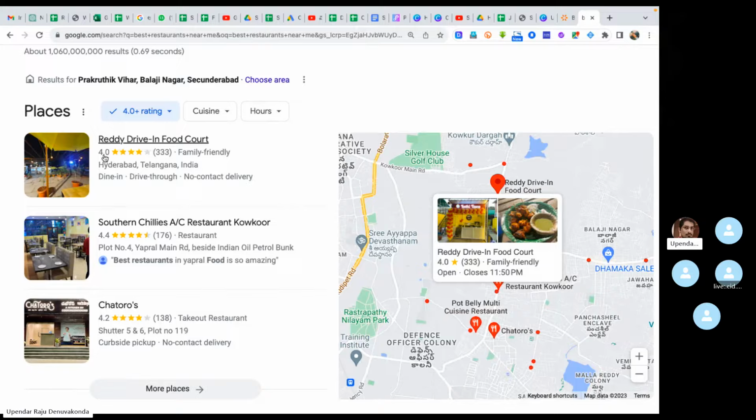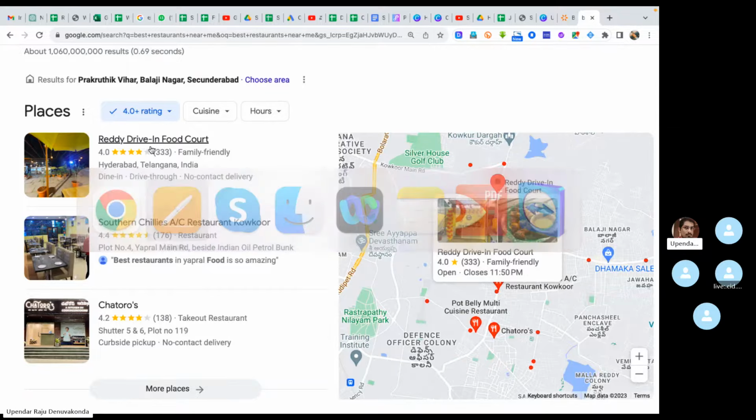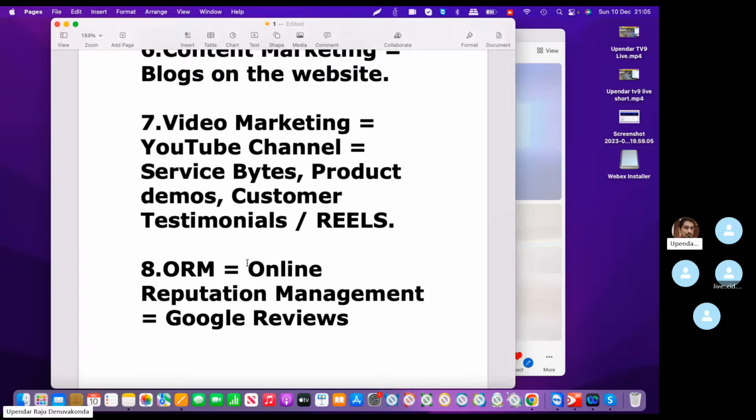Let me just go and have dinner at this restaurant. That means, based on these reviews and ratings, based on their online reputation, you are taking a call on whether to go to restaurant one, restaurant two, or restaurant three. Yeah, that's the most important. So as a part of digital marketing, it's most important to have a good online reputation for your business.